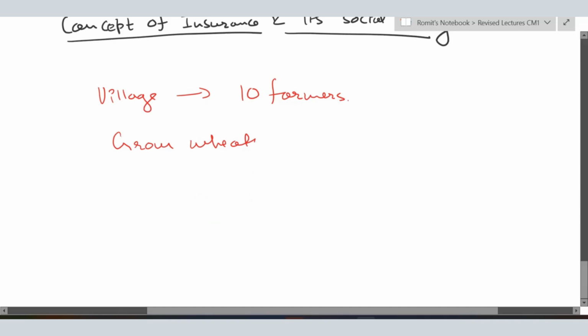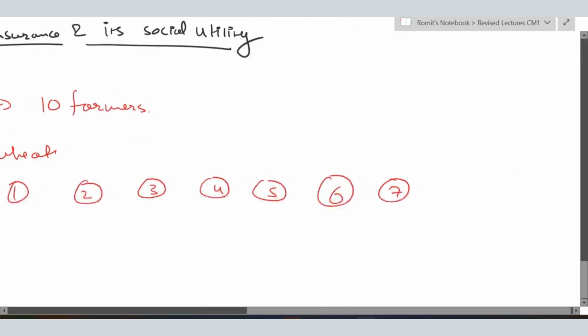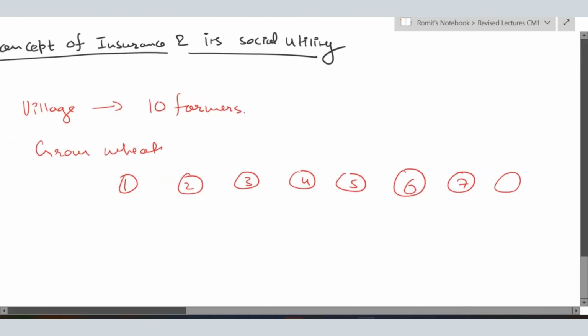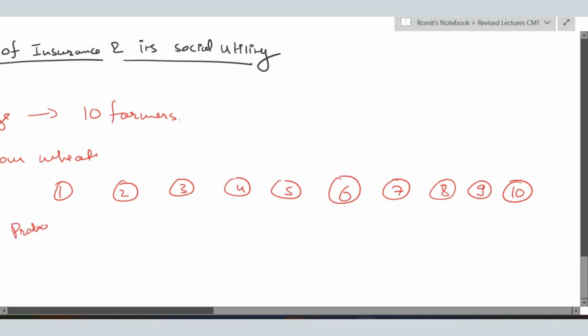Let's not get into drawing, let's just write 1 2 3 4 5 6 7 8 9 and 10. These are 10 farmers, and let's say their produce for each of them is 100 pounds. So this is their income as well, for all of them it's 100.